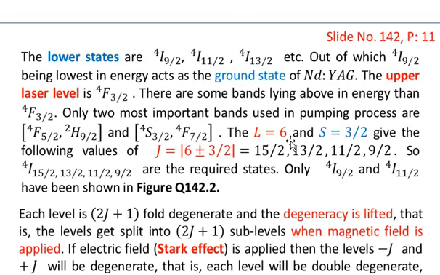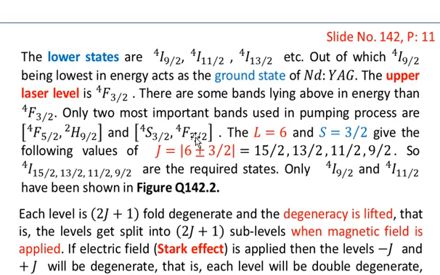The capital L is equal to 6 and capital S is equal to 3 half. Give the following values. For example, with capital L equal to 6 and capital S equal to 3 half, you can put these values over here to calculate the total quantum number J. And J will have the following values: 15 half, 13 half, 11 half, 9 half. So these are the J values.